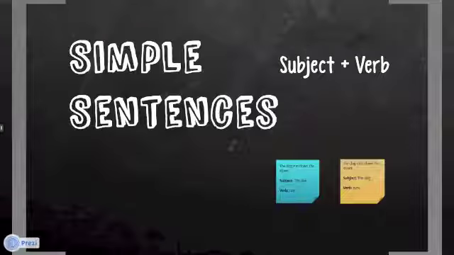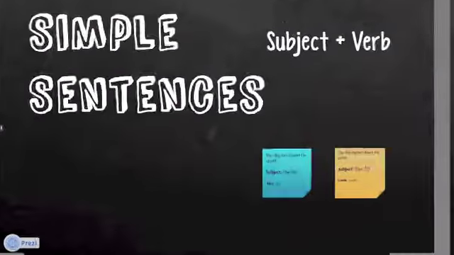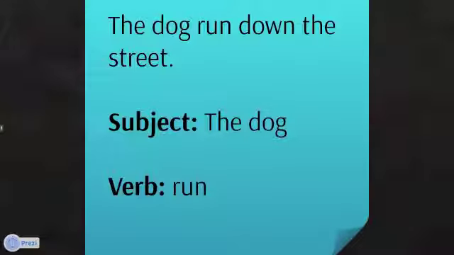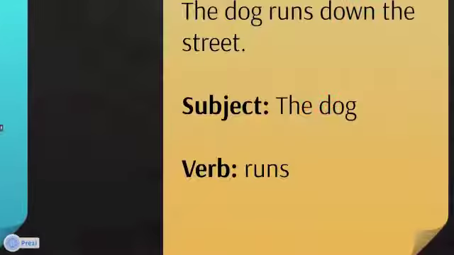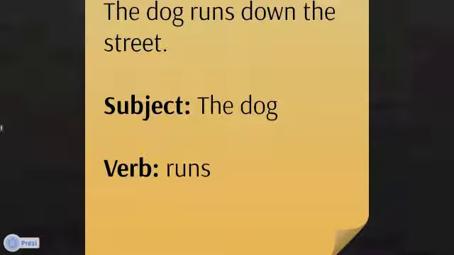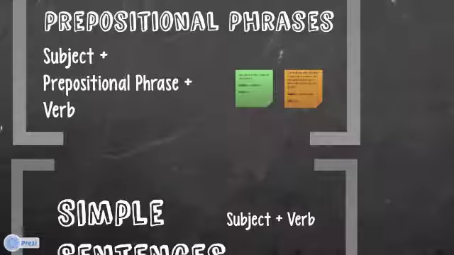Simple sentences have a subject directly followed by a verb. In this sentence, "the dog run down the street," the subject is the dog and the verb is run. The subject and the verb do not agree in the sentence, and it should read, "the dog runs down the street." The subject and verb now agree. Pretty easy, right? Let's try something a little harder now.